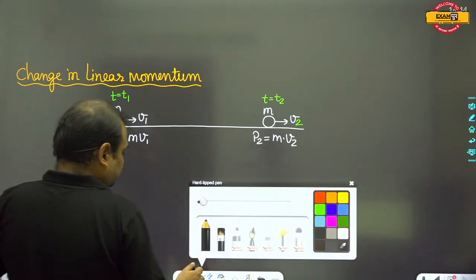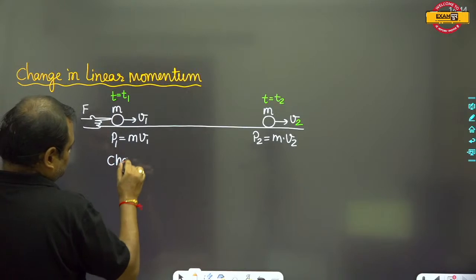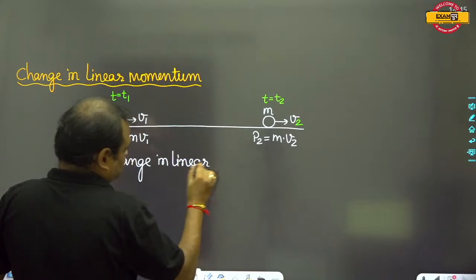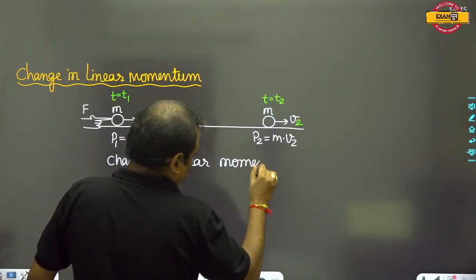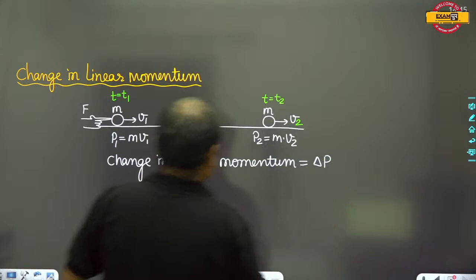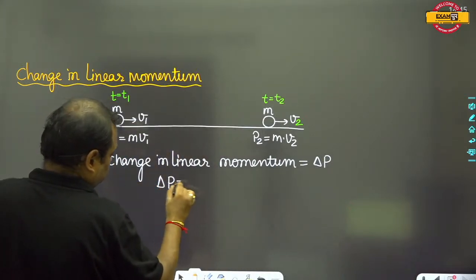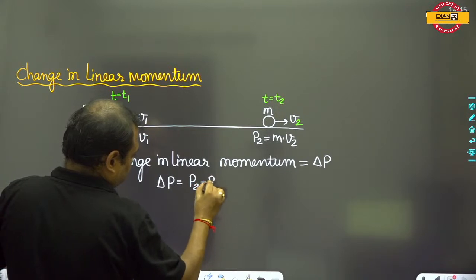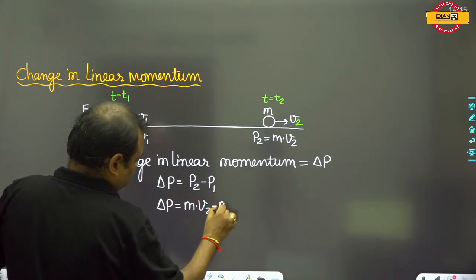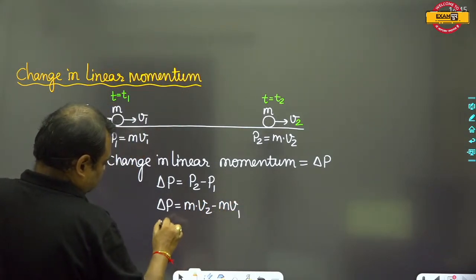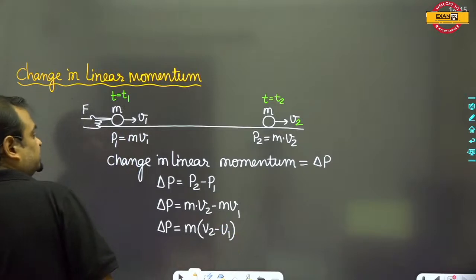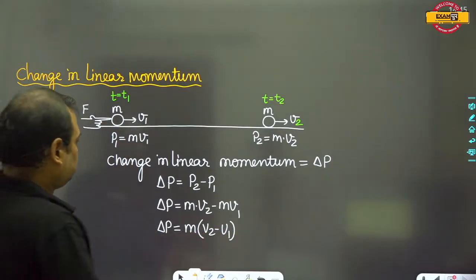The change in linear momentum will be written as delta p, and delta p will be equal to p2 minus p1. Delta p will be equal to m into v2 minus m into v1. Delta p will be equal to m into (v2 minus v1). So this is the change in linear momentum, guys.